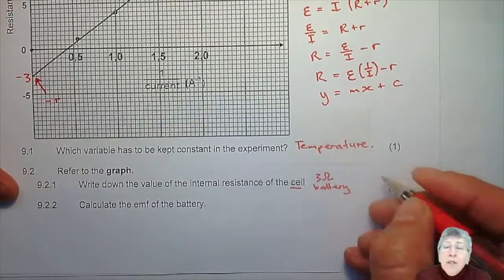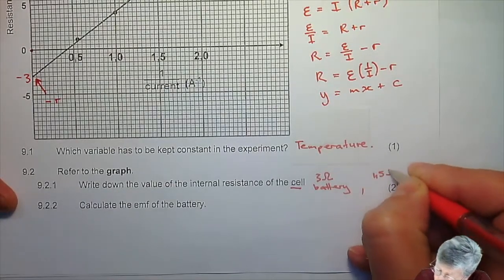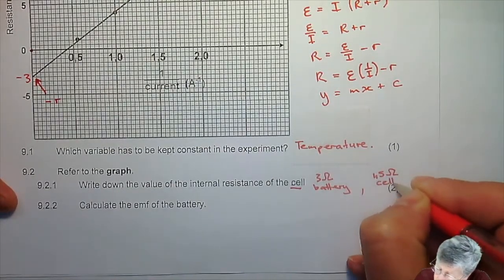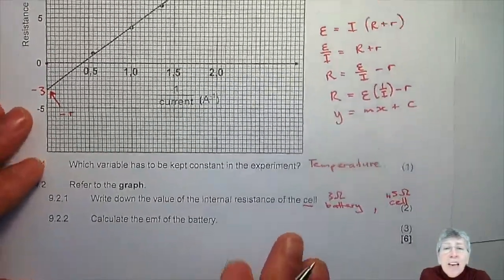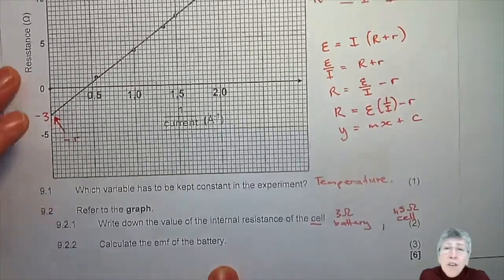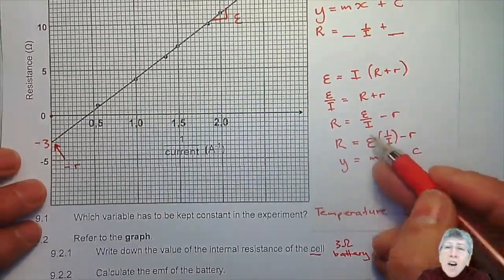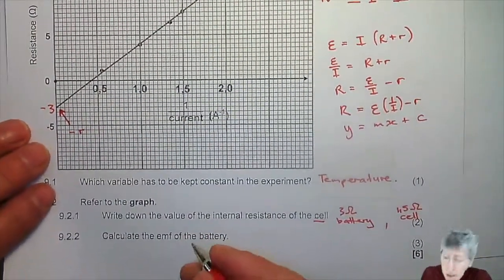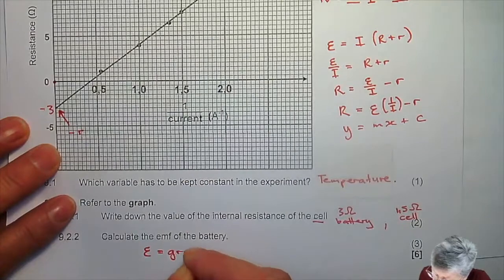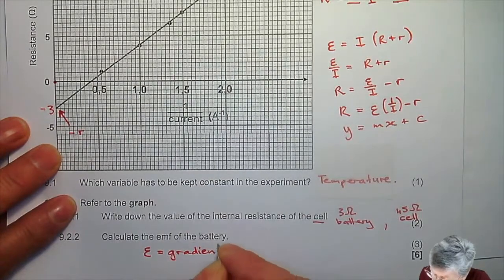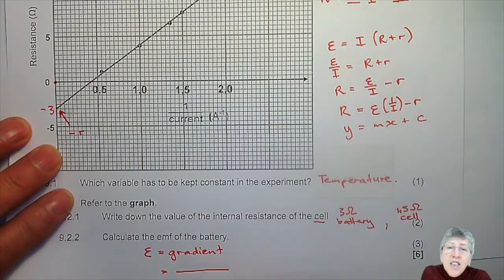And if I have 2 cells in series, that will mean that is 1,5 ohm for every cell. Next up, 9.2.2, calculate the EMF of the battery. Now, what do I know? From my equation, I know the gradient of that line is going to be the EMF. So I will calculate that EMF by calculating the gradient of that line. So it must be change in y-axis divided by change in x-axis.